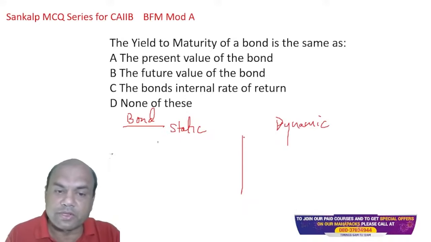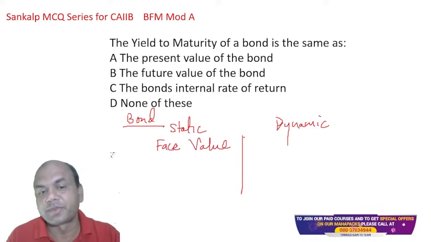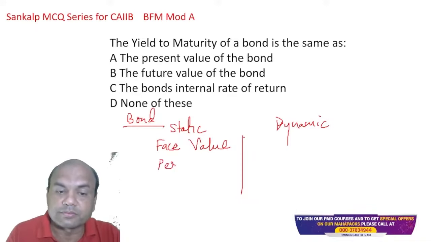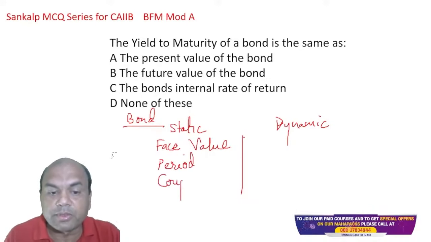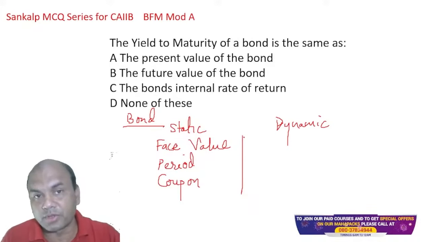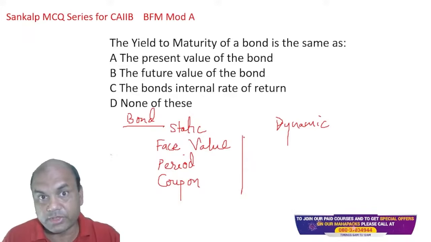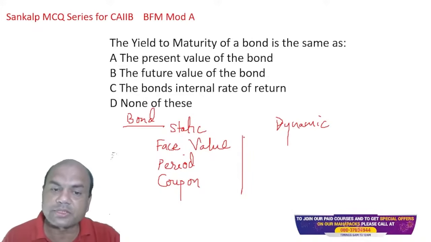Now which ones are the static ones? Remember this. Face value, also called par value in some books. Second is period, N. And third is coupon. Coupon is the fixed interest I will be paying on that bond. If you compare this with an FD, the rate of interest which your bank gives is known as the coupon. So these three are static.